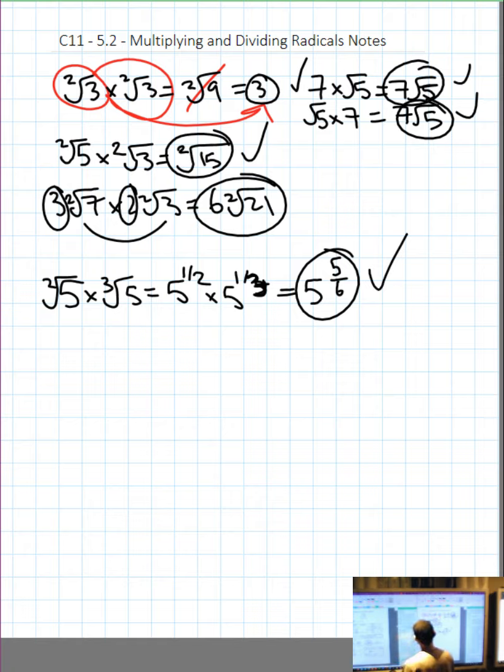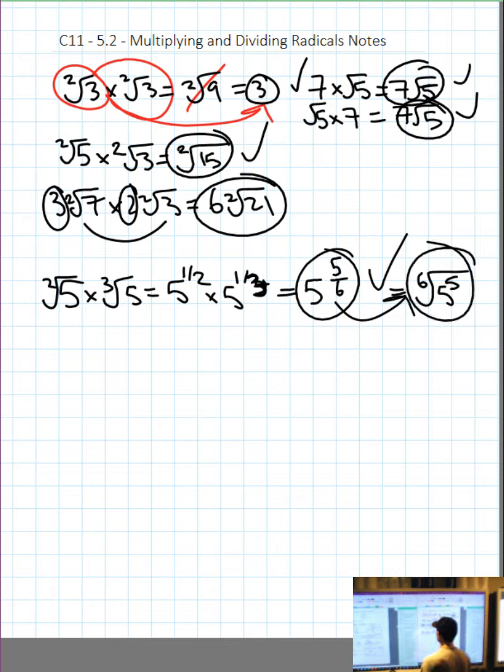So you can't just multiply the numbers underneath and change the radicand to be 2 or 3, whichever. It's this. We could change it back to be the 6th root of 5 to the 5. The bottom becomes the root. Check your answer. Type it in your calculator.